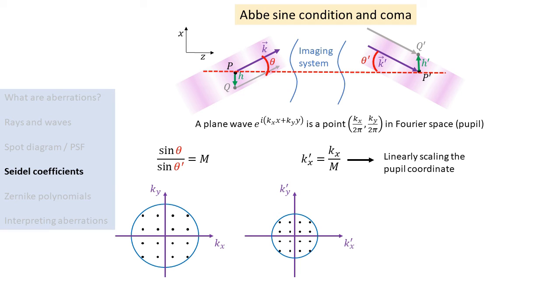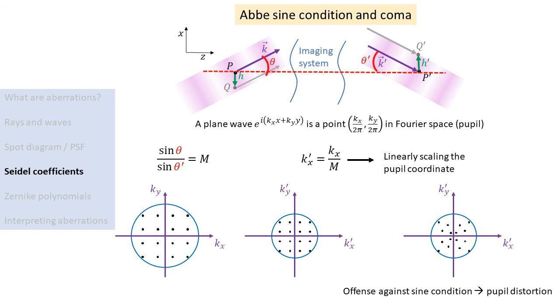However, if the sine condition is violated, the points in Fourier space are not scaled linearly, which means the pupil gets distorted and the image gets aberrated.